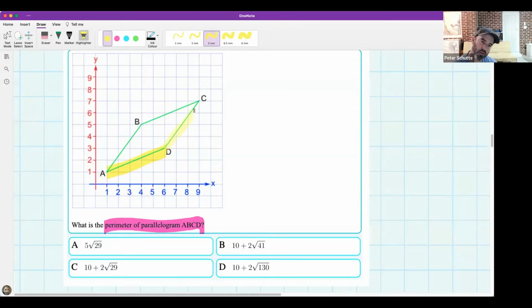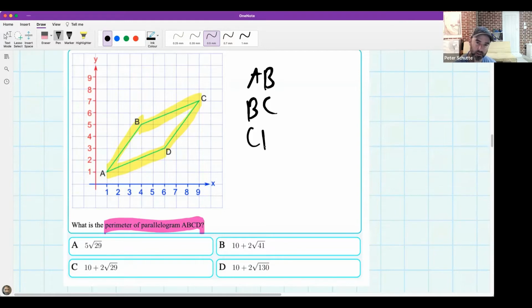So now this is going to take a bit of time. I want you to think about, you need to find AB, you need to find BC, you need to find CD, and you need to find DA. So over to you guys. Make sure if you get this right, I think you've mastered the distance formula, but you'll need some time.